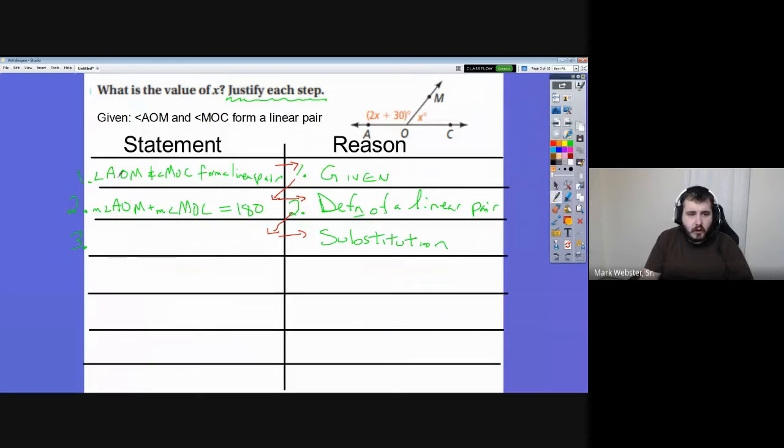So let's substitute. What's AOM? 2x plus 30. What's MOC? X. And together that makes 180. And now, since we're down to all this algebra, we know what to do. We're going to take it one step at a time. I have to combine my like terms, right? 2x plus x is 3x.